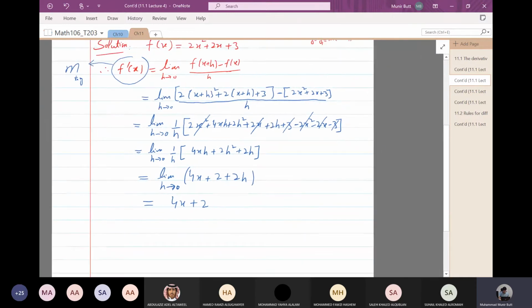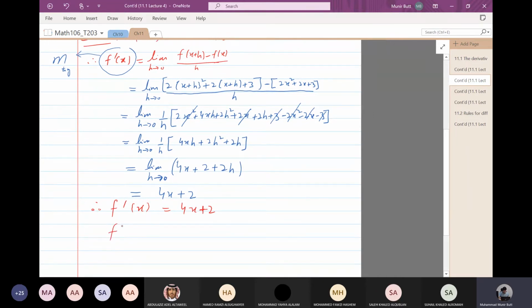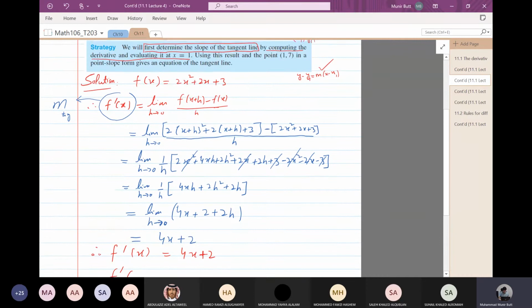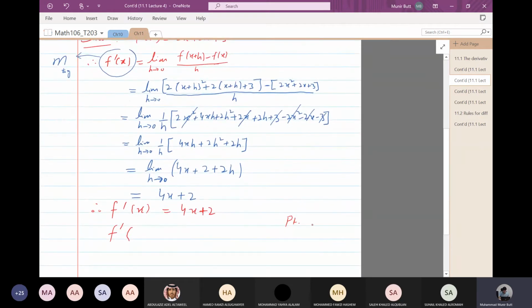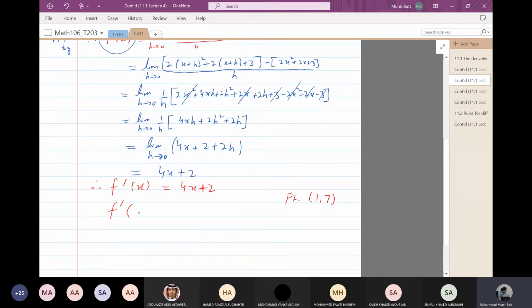Okay, so what do we have here? Therefore the derivative of this function is actually 4x plus 2. Now this derivative is actually the general tangent, but we are interested in finding the tangent at the point. What was the point? 1 and 7. So what is x here? 1. So 4 into 1 plus 2 is equal to 6.